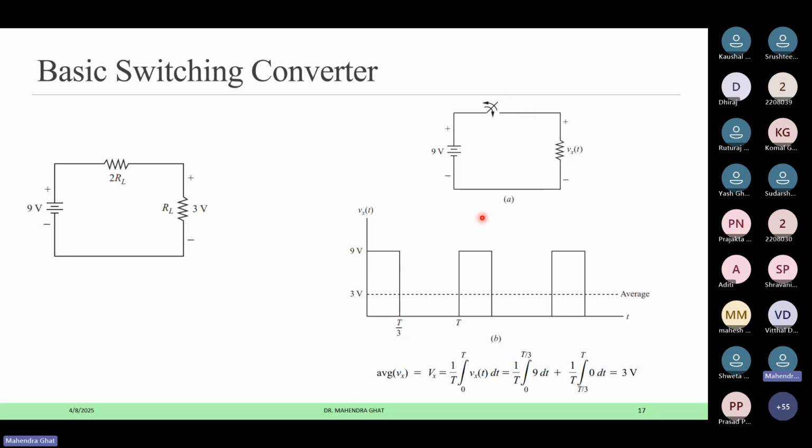Here the input is fixed, but by varying the on time t, you can get any value. Just as one example, if we have T by 3, then you will get 3 volts. Similarly, with 2T by 3 on time, you will get 6 volts.